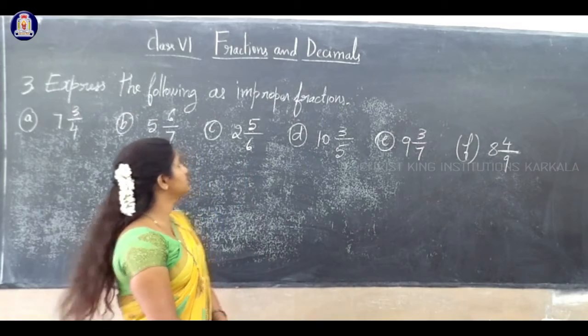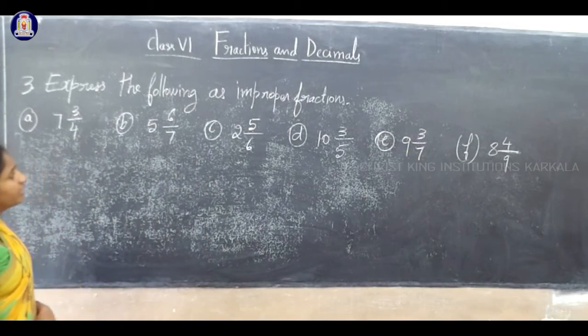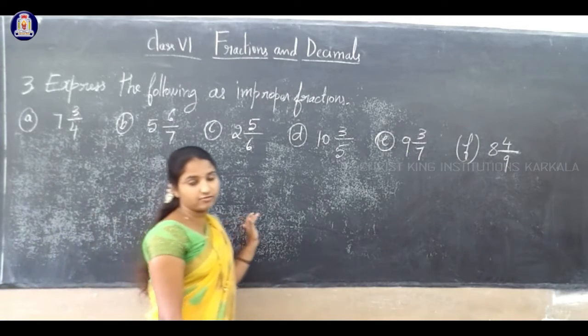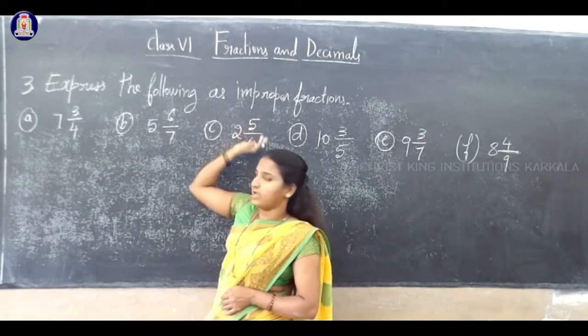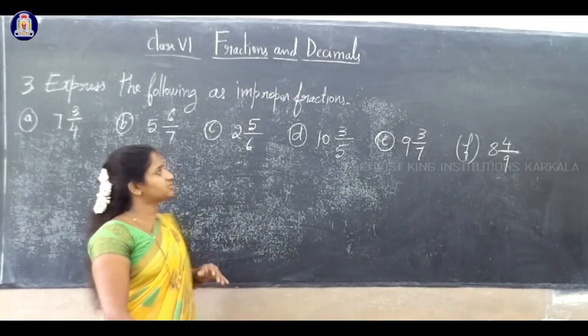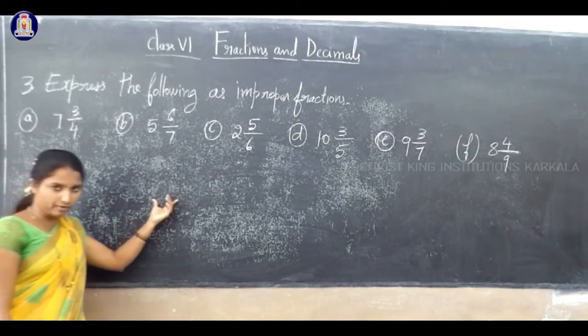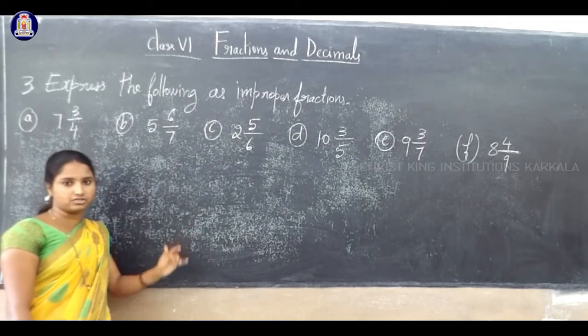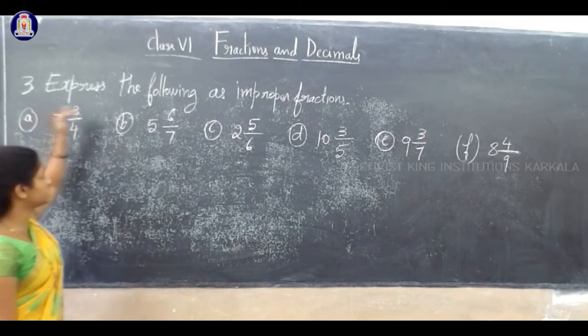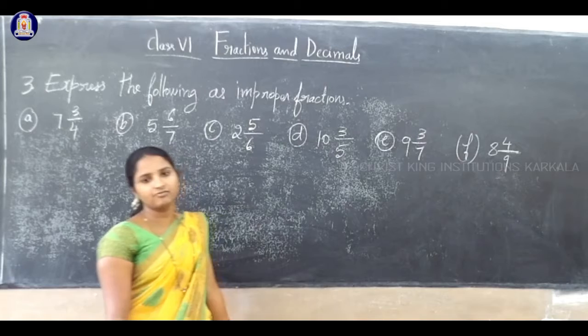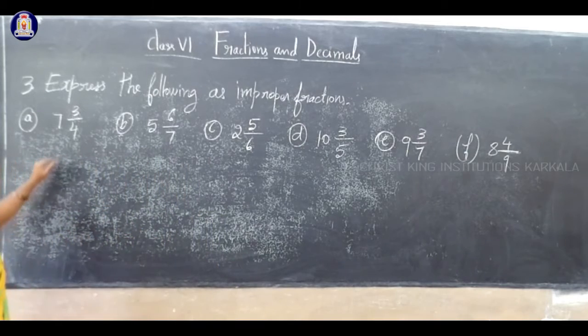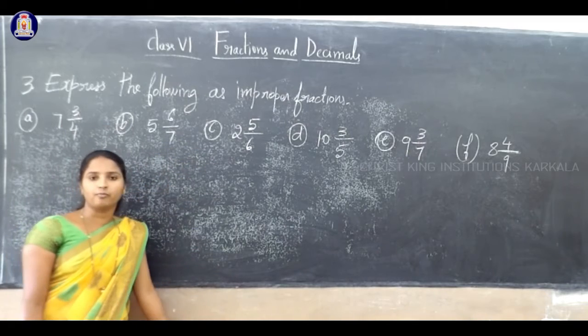Okay. The next question. See. Express the following as improper fraction. The first question was like this: express the following as a mixed fraction. But there, the question was given in improper fraction, and you must write a mixed fraction. Now in this question, express the following as improper fraction. That means the given question is a mixed fraction, but we must write it as an improper fraction.